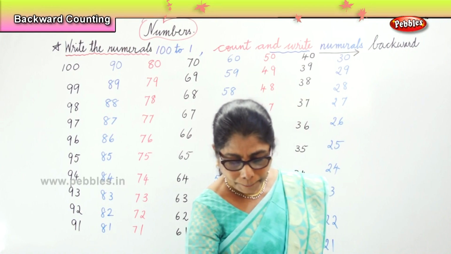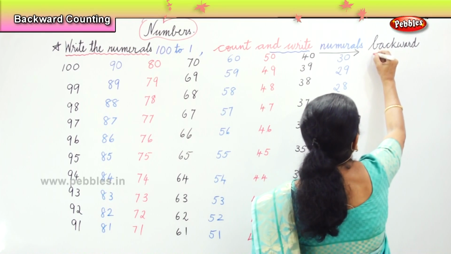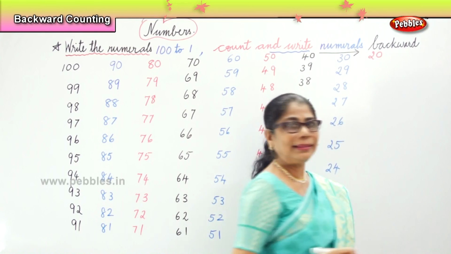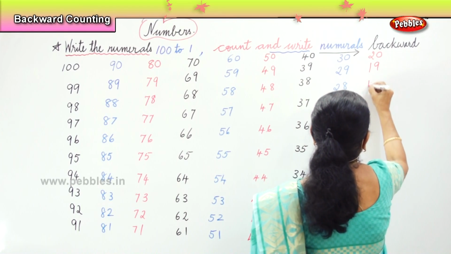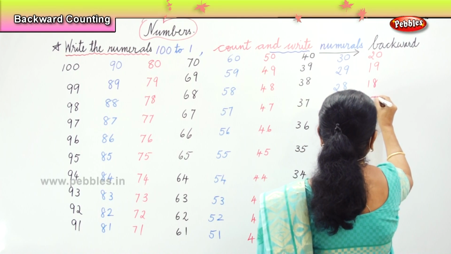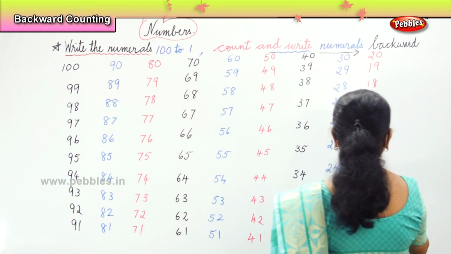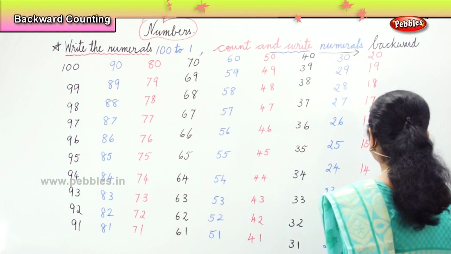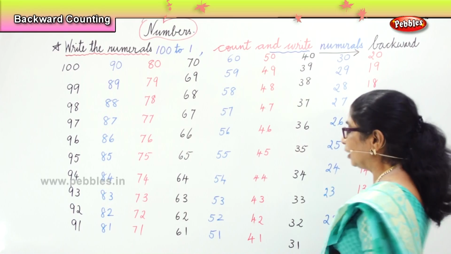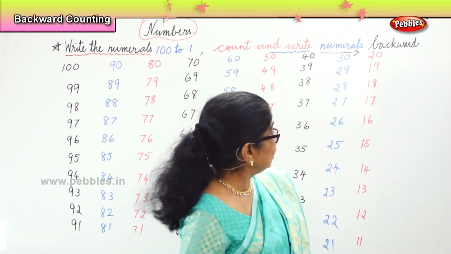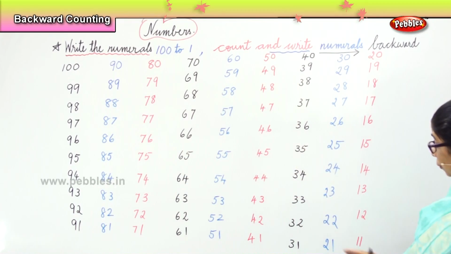What's the next numeral? The next numeral is 20. And the next number one less? 19. Next, 18. Good. One less? 17. 16. 15. 14. 13. 12. 11. Good. We learn to count and write backward numerals from 100 to 11.